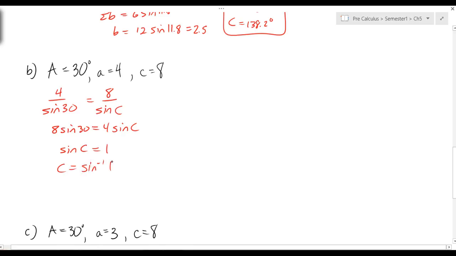Don't even need your calculator for that. Think of an angle on the unit circle where the y value is 1, and you'll know that C is 90 degrees. And so if we have an angle of 30 degrees and an angle of 90 degrees, the other angle, angle B, has to be 60 degrees.